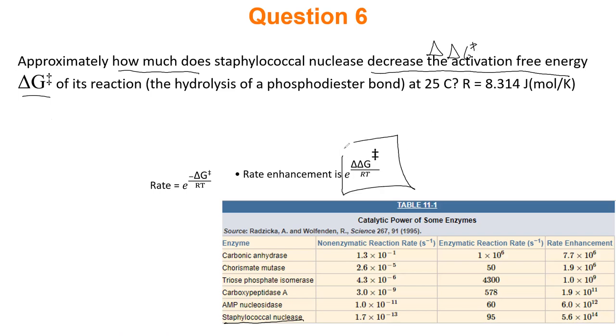So we want to use this equation here. The rate enhancement is equal to this. So for staph, our rate enhancement is 5.6 times 10 to the 14. So 5.6 times 10 to the 14 is equal to exponent delta G double dagger divided by RT.